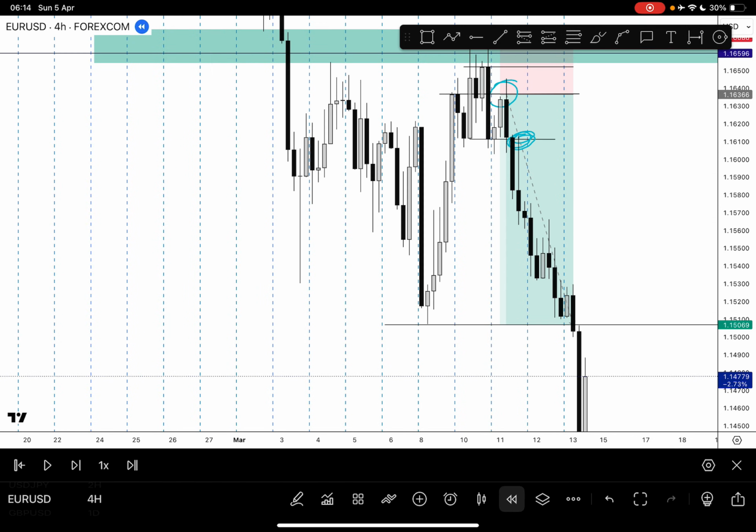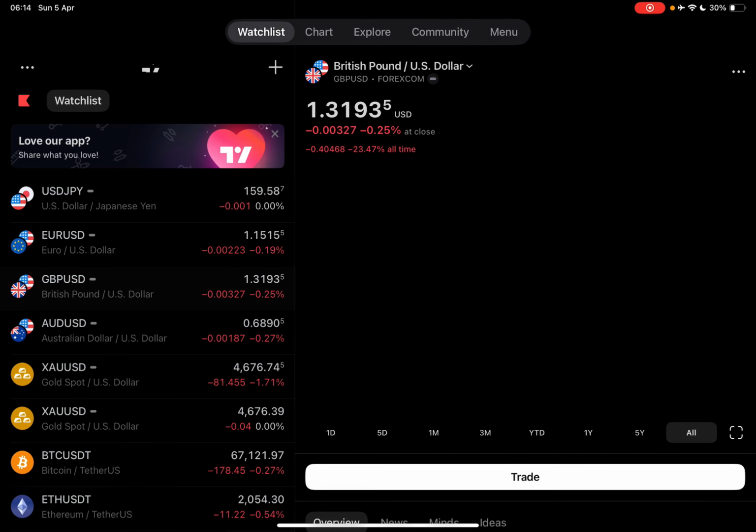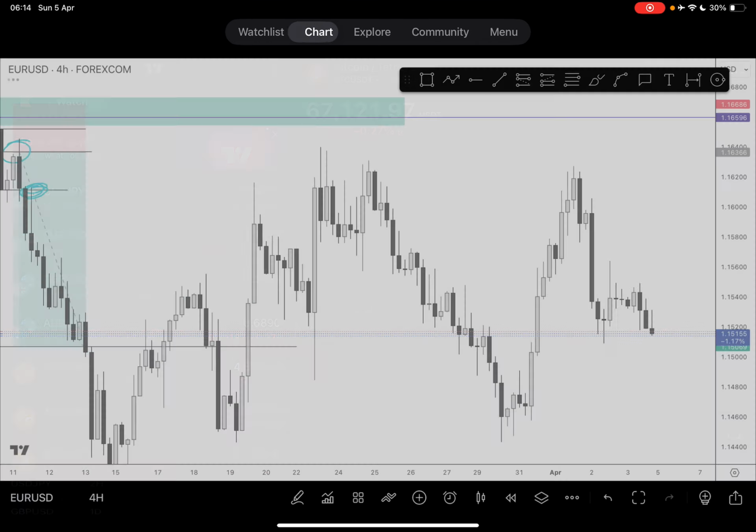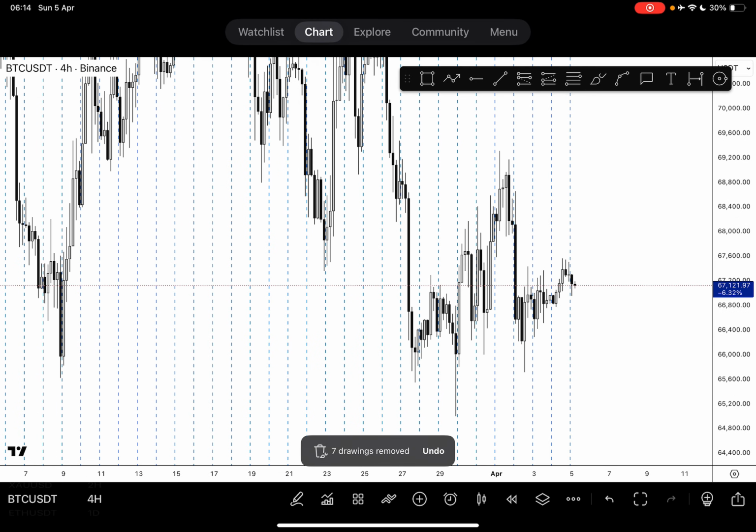Very, very simple stuff. Right, let's do one more. I took BTC sells the other day. So let me just explain this one to you guys. This one is a very simple one.